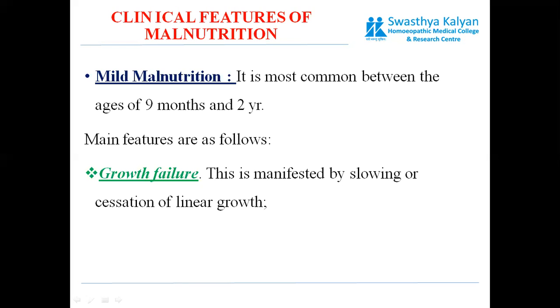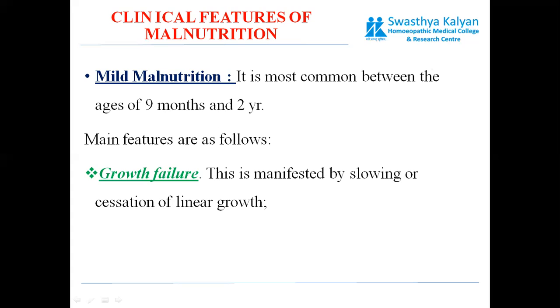There are 4 grades. Grade 1 is indicative of mild malnutrition. Grade 2, moderate malnutrition. Grade 3, severe malnutrition. And grade 4, very severe malnutrition. This classification is based on weight for age.